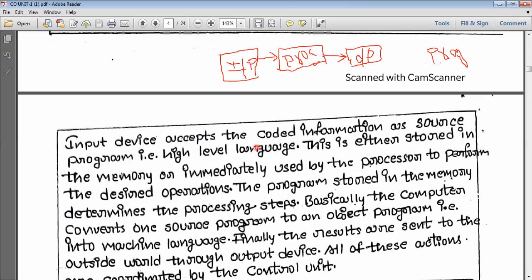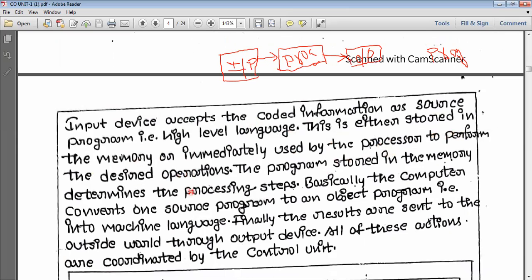This high level language is not understood by the processor. What happens here? This high level language is converted into machine level language, that is in the form of ones and zeros. The machine level language is only understood by the processor. See here, this is either stored in the memory or immediately used by the processor to perform the desired operations.